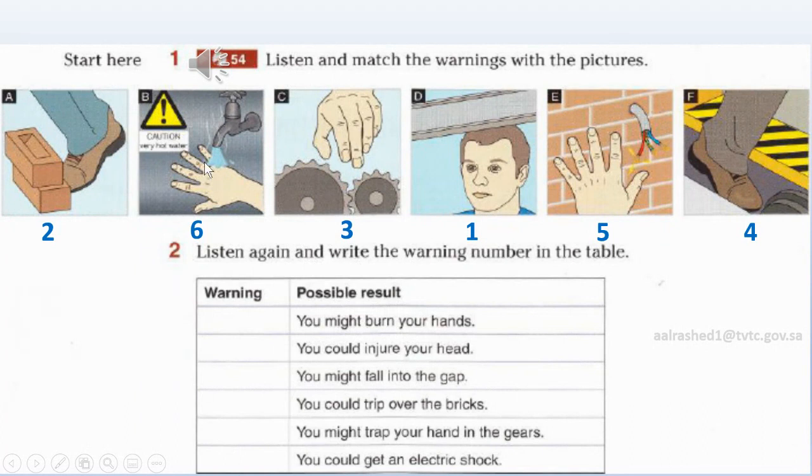Okay, so basically, the first one will have the letter B. And basically, you can start with the numbers or with the letters. Both of them are correct. I will start with the letters.